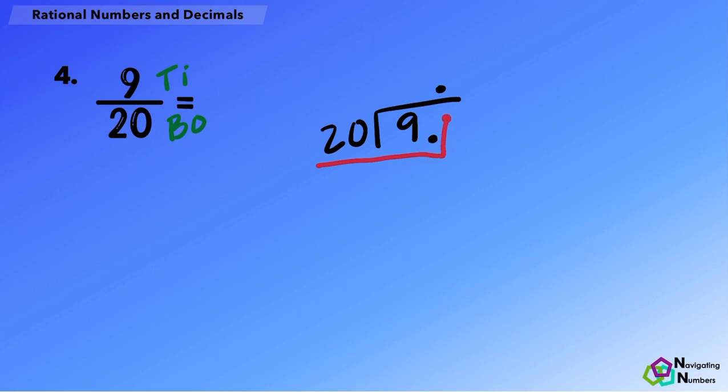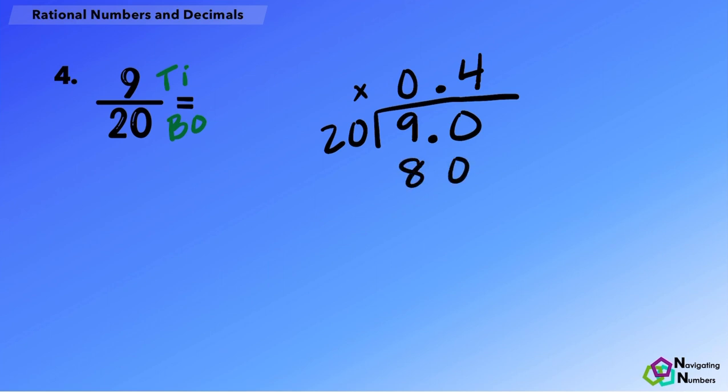20 goes into 9 0 times. 20 times 0 is 0. Now we want to see if 20 goes into 90. 20 goes into 90 4 times. 20 times 4 is 80. 90 minus 80 gives me a remainder of 0 minus 0 is 0. 9 minus 8 is 1. So a remainder of 10.